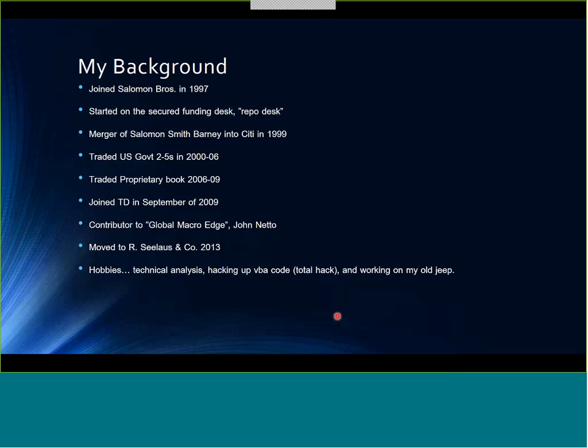From there, I moved to Seeloss & Company here in New Jersey. Some things about me: I like technical analysis, a bit of a VBA code hack, and I got an old Jeep I like to work on.